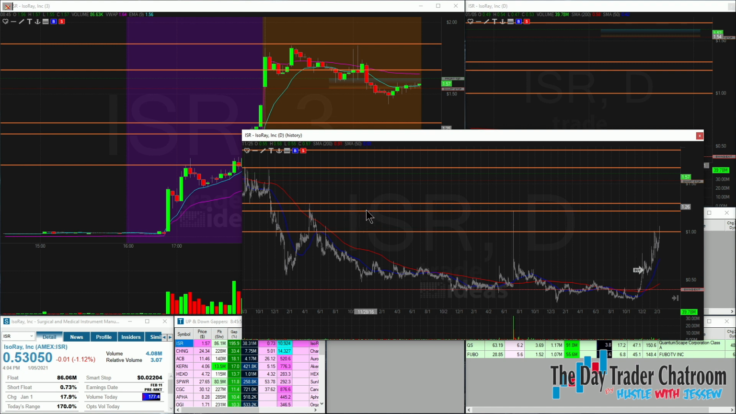So we're going to go ahead and look further up. We see more tops here, more tops here, and here. And that is at $1.20. That is a more respectable area that I would like to see it pull back to, maybe hold some support.